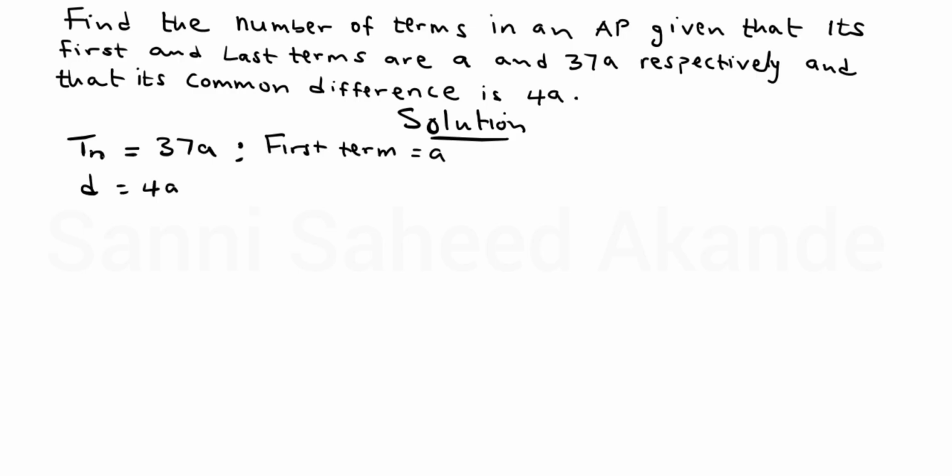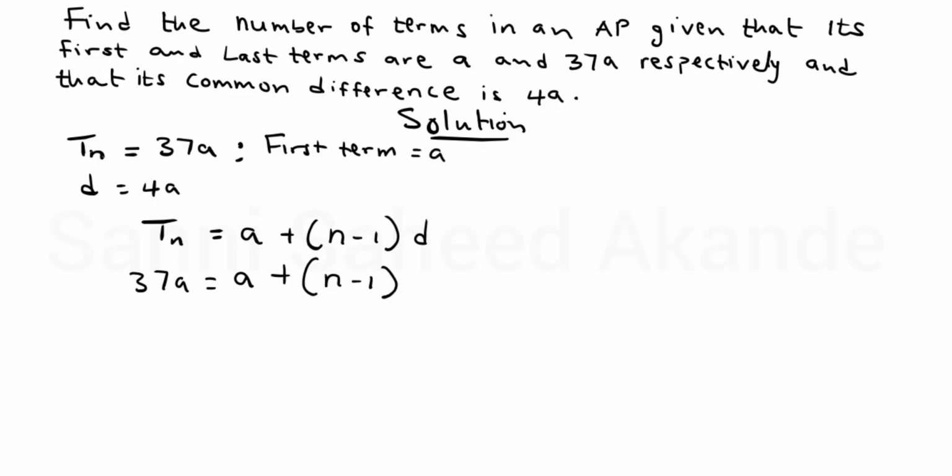Still using this same formula, that is Tn = A + (n - 1)D. Now Tn is 37A, equal to A, the first term given to be A, plus open brackets, our n is still n minus 1, then our D is 4A. The n is what we actually want to find. They say find the number of terms. Understood. All right, so let's continue.